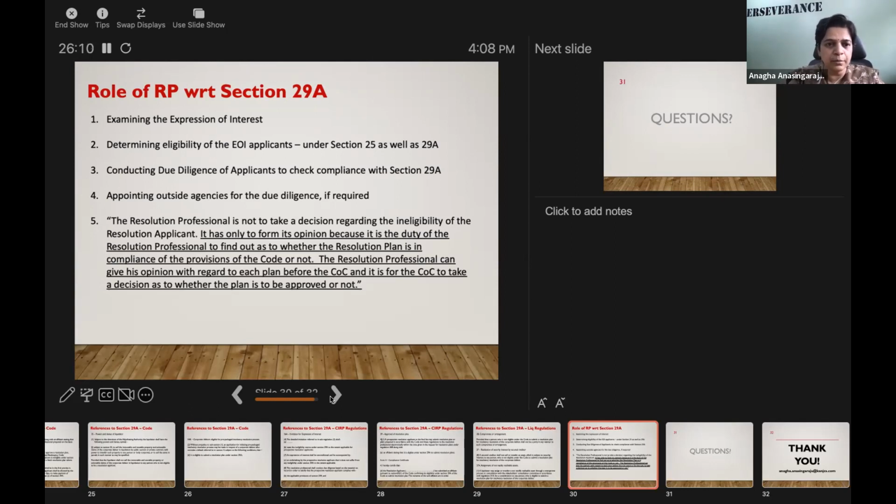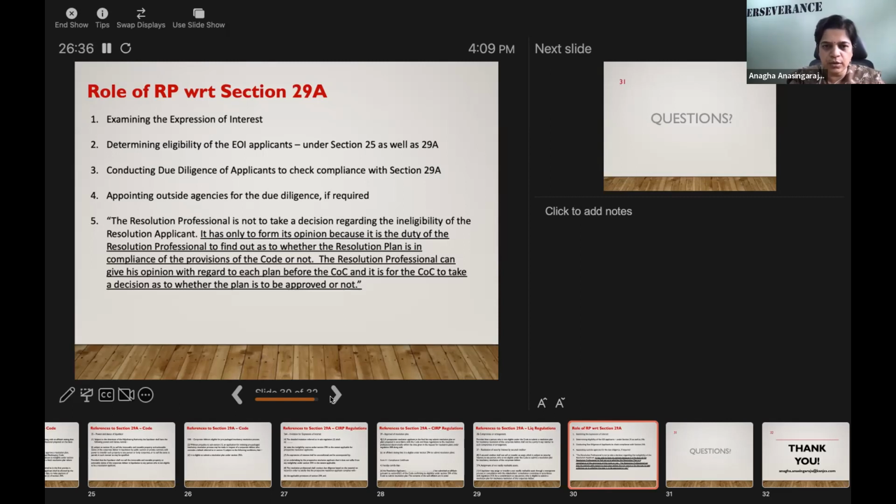The wording in that particular decision, and we will be discussing that case, is that the RP is not to take a decision regarding the ineligibility of the applicant. It has only to form its opinion, because it is the duty of the RP to find out whether the plan is in compliance with the provisions of the code or not. The RP can give his opinion with regard to each plan placed before the COC, and it is for the COC to take a decision as to whether the plan is to be approved or not.